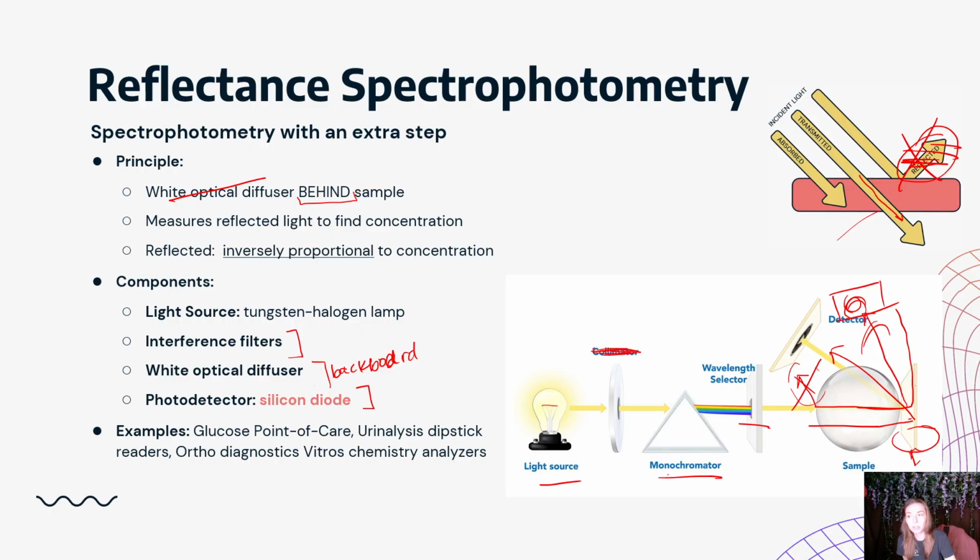Examples of things that use this: glucose point-of-care finger stick devices. So the things that people use to check their blood sugar with their fingers, that uses reflectance spectrophotometry. Urinalysis dipstick readers, when you get to body fluids, you will be using that. You'll see what they look like when you get there. Otherwise, Ortho Diagnostics Vitros chemistry analyzers. I've never seen one of those in my life. Just memorize it. Basically anything that is done at home, I would say you could probably get away with saying is a reflectance spectrophotometer. Take that with a grain of salt.